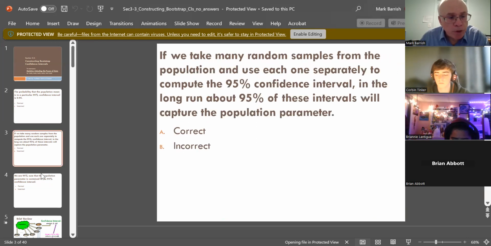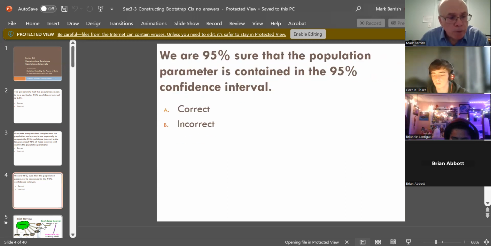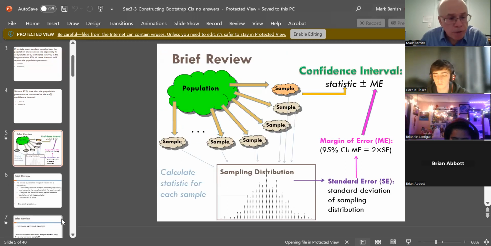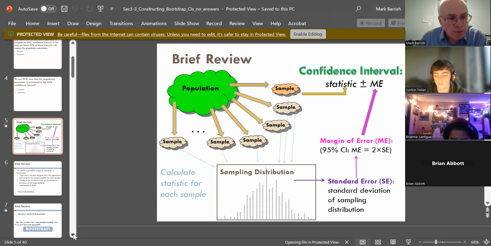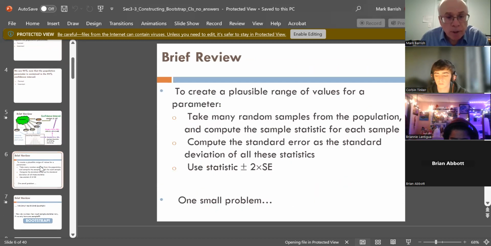All right, so this is just review of what we looked at before. So let's actually go to here. This is, of course, the last slide for the previous section. So when we create a confidence interval from a sampling distribution, it would be good if we had multiple samples, right? Multiple samples that we could use. That's how we came up with our sampling distribution in class.